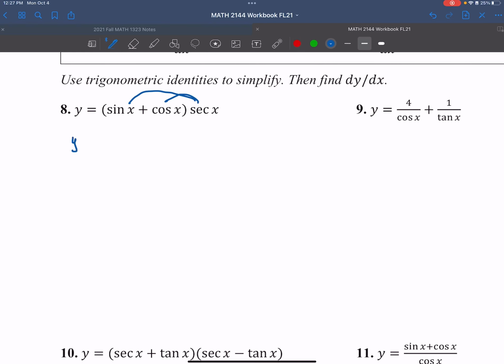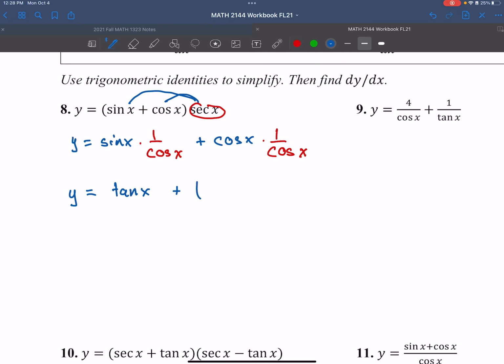So if you do that, I'm going to go ahead and do 2 steps at the same time. We're going to end up with sine of x, but remember that secant of x is 1 over cosine of x. So I'm going to do 2 things. I'm going to distribute, but I'm also going to use the reciprocal identity. So secant is 1 over cosine, and when I distribute this, notice that we end up with y is equal to tangent of x plus 1.